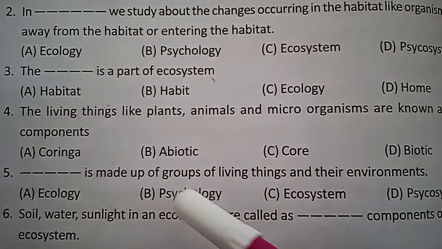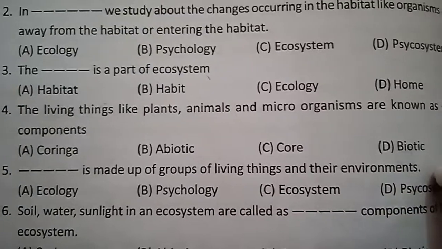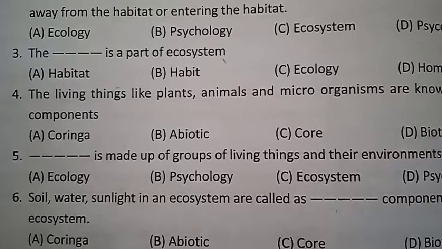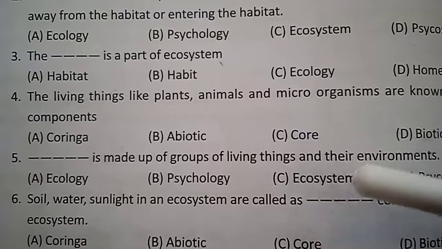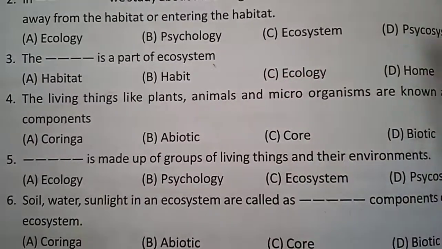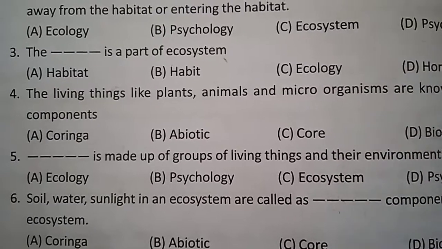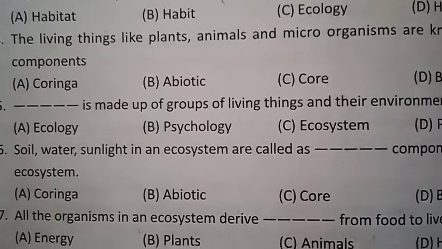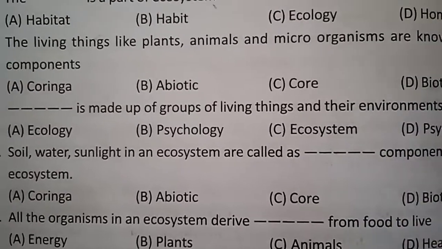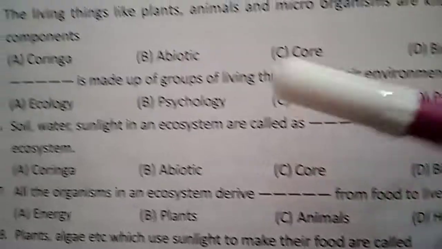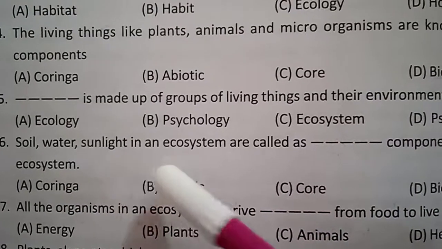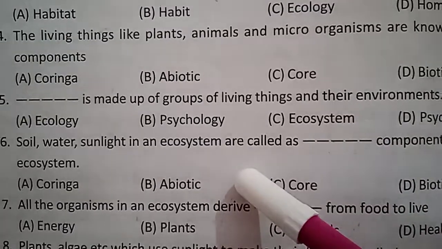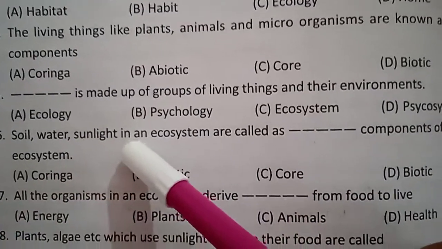Dash is made up of groups of living things and their environments. So what is that? Ecosystem. Ecosystem is the group of living things. Humans, animals, organisms, sea animals. So everything, group of living things and their environments is called ecosystem. Soil, water, sunlight in an ecosystem are called as which components? As abiotic, because these are non-living things.